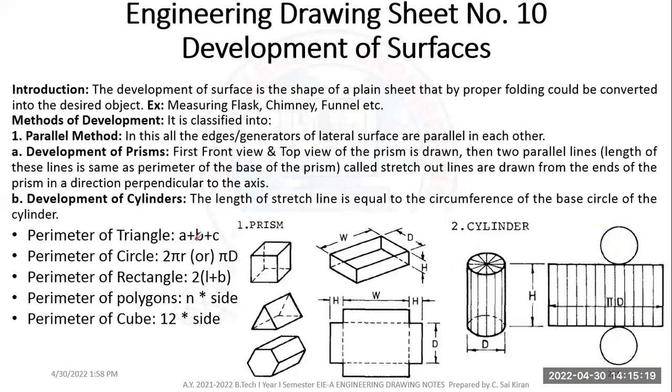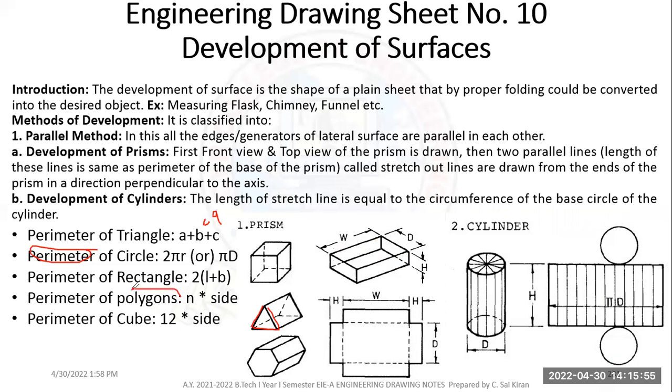Next, perimeter of triangle is a plus b plus c. So what is the distance of a? Suppose it is a prism, so it is an equilateral triangle. Suppose the distance is 30 plus 30 plus 30, total will be 90. The perimeter of a circle, or circumference of circle, 2 pi r or pi d you can calculate. And perimeter of rectangle: suppose the shape is a rectangle, so what we do is 2 into length plus width you will be taking. This side we won't be considering. Width and length we will be taking.